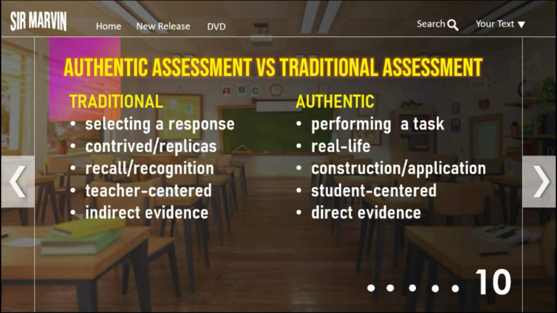And then sa traditional, it's just a recall or recognition. Okay? More on remembering yung level naman sa traditional. And then sa authentic naman, construction or application na nung natutunan nila. Okay? And then sabi ko nga kanina, sa traditional, teacher-centered siya. And then sa authentic naman, student-centered. Okay? And then sa traditional, indirect evidence. Kasi nga, hindi natin masabi kung talaga bang natuto si student if ever man na mataas ang nakuha niyang score sa written test or na perfect niya. Unlike sa authentic na direct evidence talaga siya na makikita talaga ng dalawa nating mata if na-perform ni student yung concept or yung natutunan niya sa loob ng classroom.